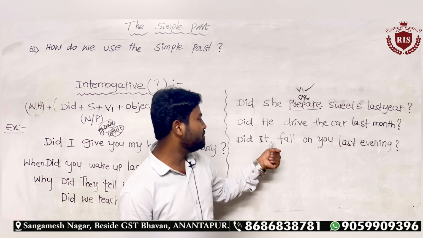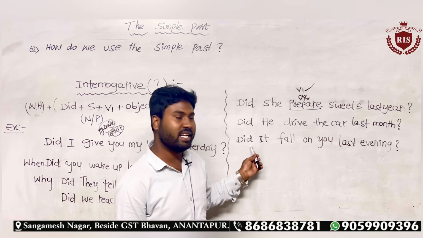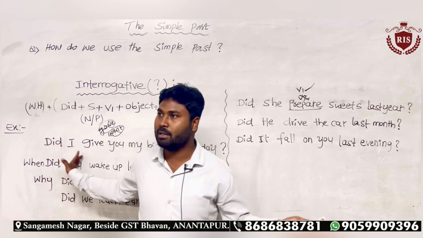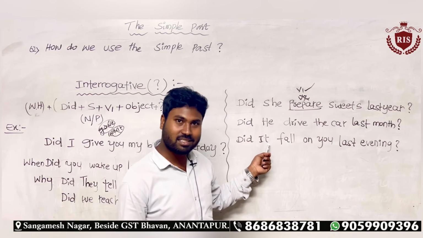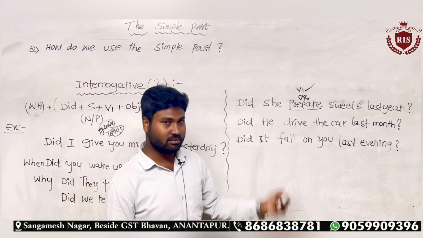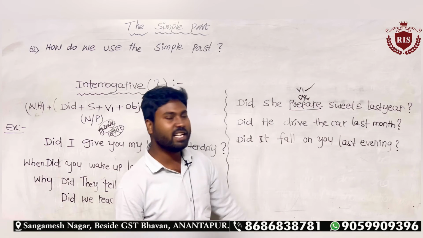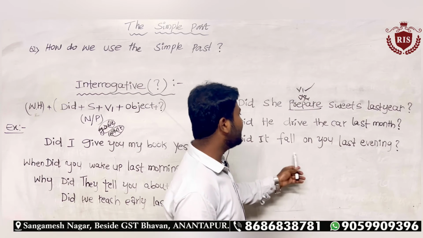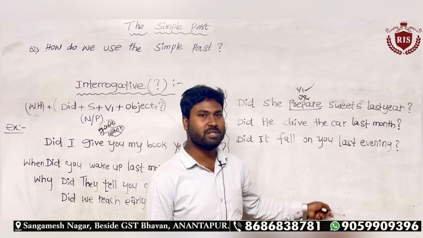Okay, here we use the pronoun it as a subject in the sentence, and even here the question starts with did. After did, what should be there? There should be a subject. In place of the subject we can use a noun or pronoun because they play the subject role. Here we have taken the pronoun it in place of the subject. So after it what should be there? There should be the infinitive form of the verb, which means V1. So V1 we have placed, and on you last evening is the object.